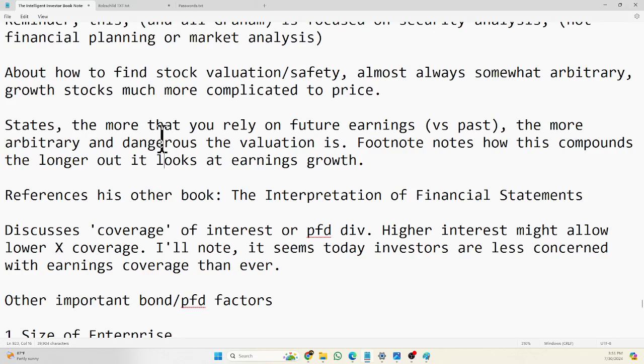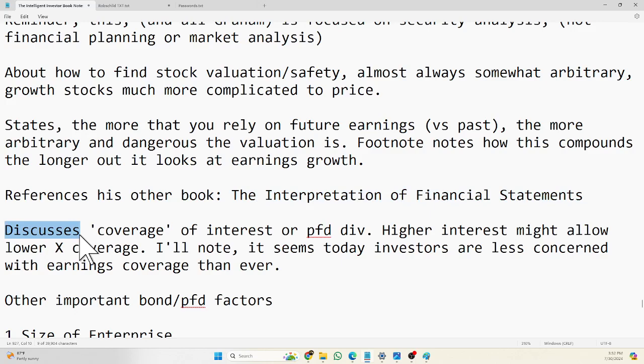Okay, and he goes throughout this chapter talking about future earnings and past earnings and the good things and the problems with it. We start off with the statement that the more you rely on future earnings versus the past, the more arbitrary and dangerous the valuation is, as right or wrong as it can be, obviously. And then there's a footnote on how this compounds the longer out it looks on earnings growth. We get into more detail about this later in the chapter. And then he references another book he wrote, The Interpretation of Financial Statements.